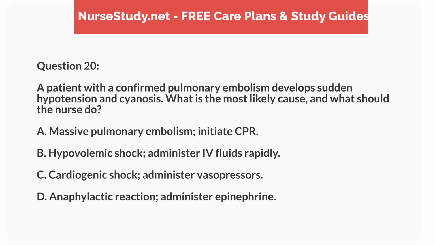Question 20. A patient with a confirmed pulmonary embolism develops sudden hypotension and cyanosis. What is the most likely cause, and what should the nurse do? A. Massive pulmonary embolism, initiate CPR. B. Hypovolemic shock, administer IV fluids rapidly. C. Cardiogenic shock, administer vasopressors. D. Anaphylactic reaction, administer epinephrine.